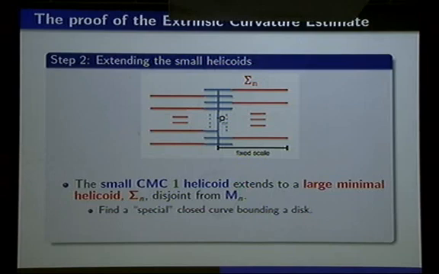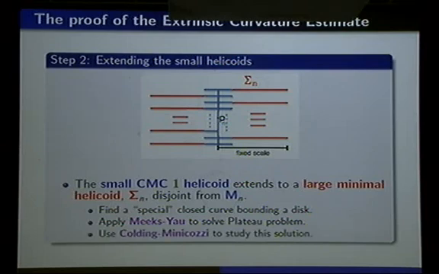So what's the idea to do that? Using the small CMC1 helicoid, we find a special closed curve which bounds a disk. I'm going to say a little more about this curve. Once you have a curve that bounds a disk, there is a result by Meeks and Yau that says that there exists an area minimizing minimal disk which has that curve as boundary. The CMC surface is a good barrier, so we can solve a Plateau problem, and the solution lies in the complement of the surface. It is disjoint from the CMC surface. And then we use Colding-Minicozzi to study this solution to the Plateau problem.